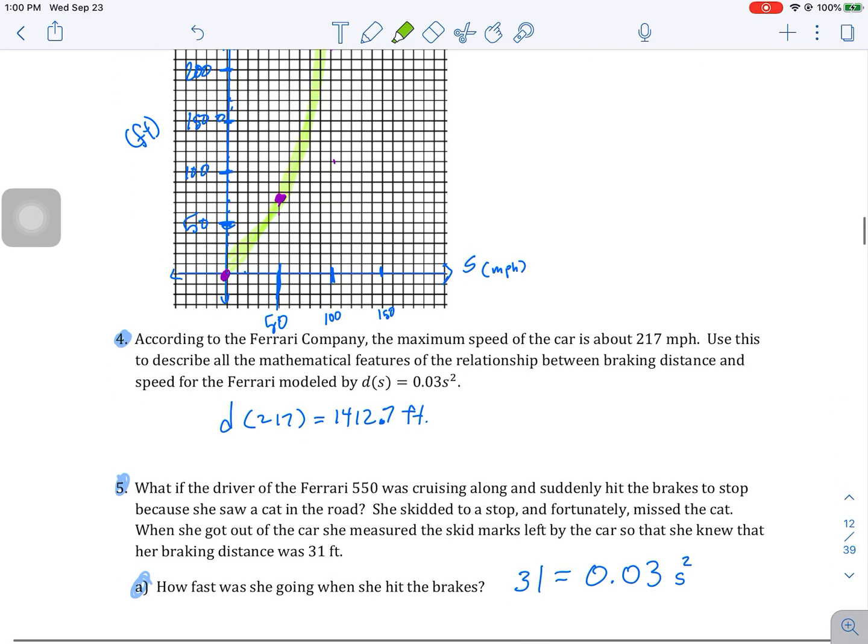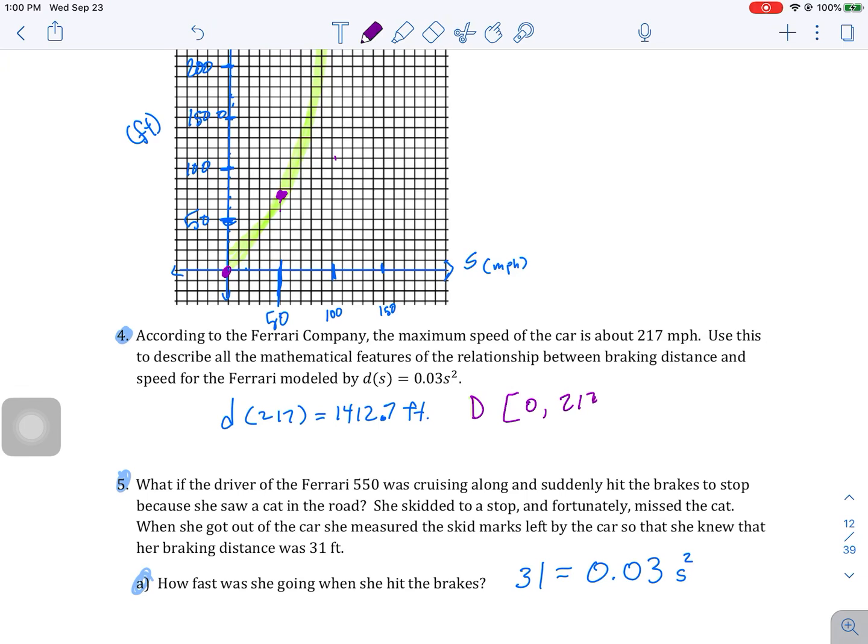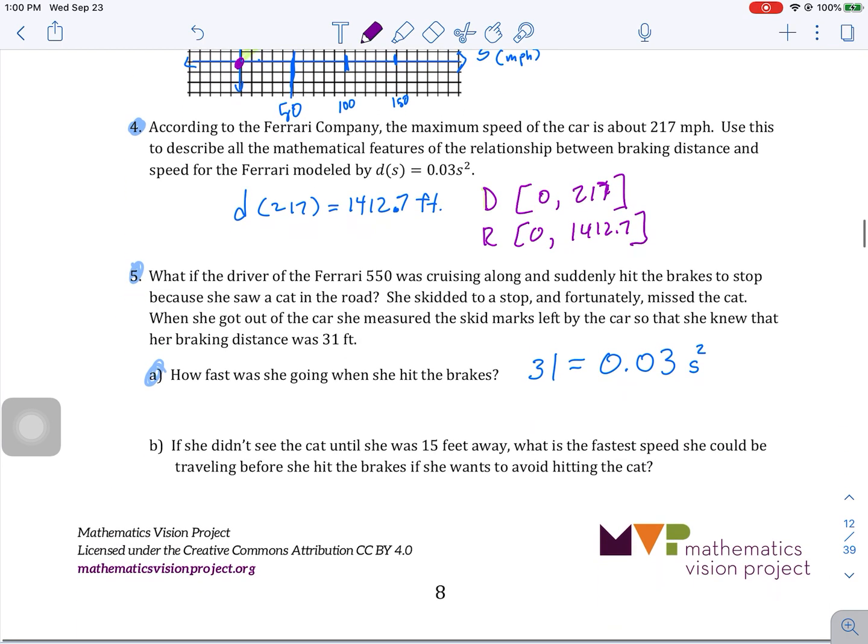All right. You can do other things, like let's say if the maximum speed is 217, what would you use to describe the mathematical features of the relationship? So the highest range would be 1412. The highest speed would be 217. So we could say that the domain is going to be either at rest at 0, but it's going to go up to 217. I used interval form here. And then the range is going to go from 0 to 1412.7. Okay, so that's my range here.